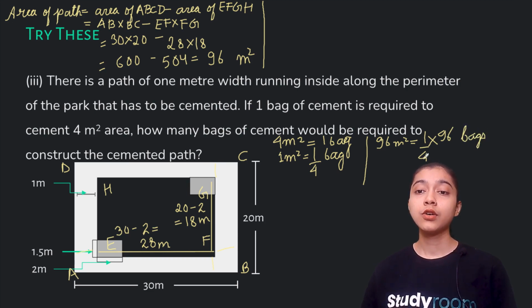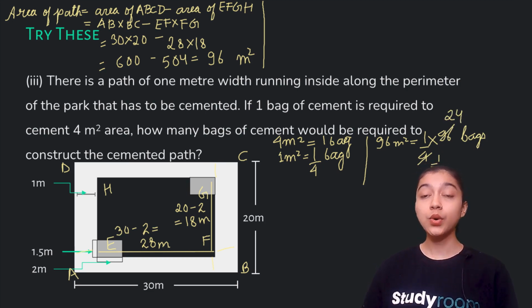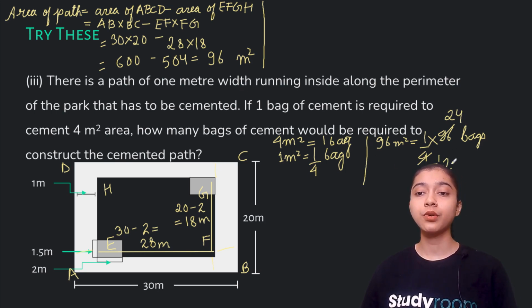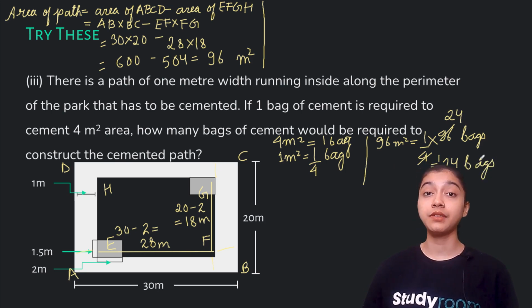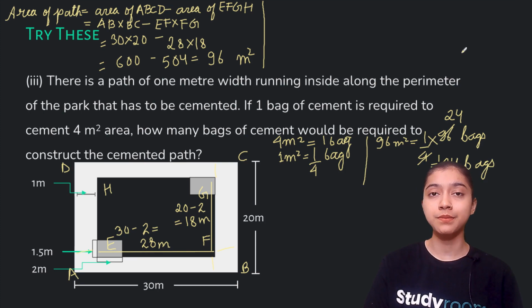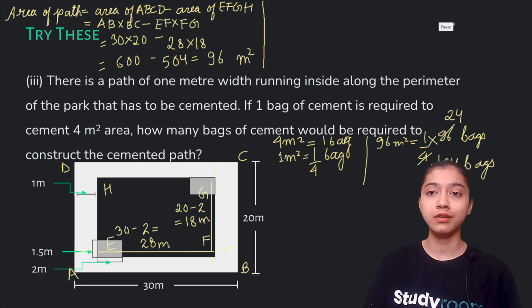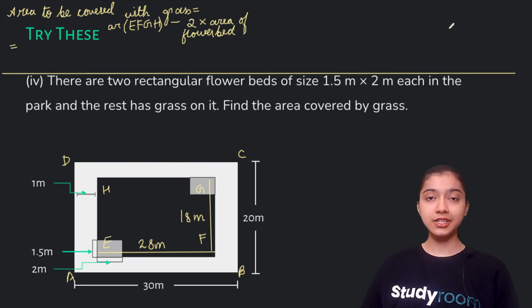Now 4 ones are 4 and 4 sixes are 24, so 96. So ultimately the number of bags of cement required is 24 bags. So this is our final answer for the number of bags of cement that is required to construct the cemented path all along the inside of the park. Moving on to the next question.